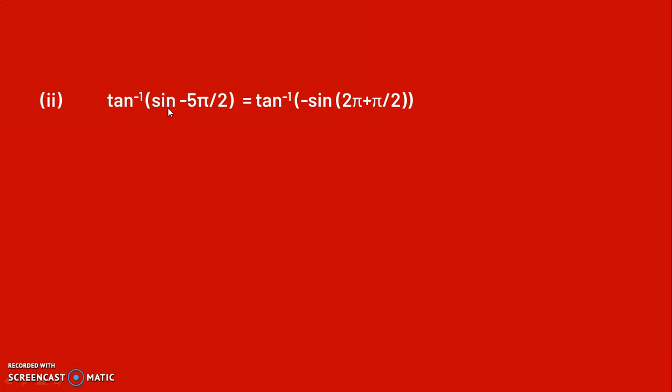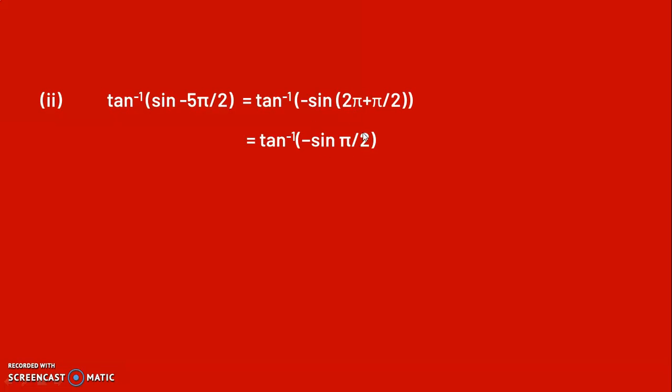So sine of minus theta is minus sine theta. So this minus sign has come here, and sine of 5 pi by 2 is written as sine of 2 pi plus pi by 2. So 2 pi plus pi by 2 is your 5 pi by 2. So sine of 2 pi plus theta is sine theta. So we get tan inverse of minus sine theta. Here your theta is pi by 2.